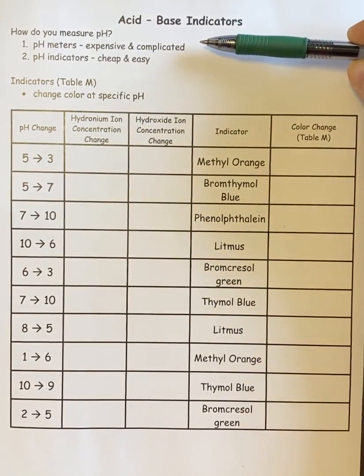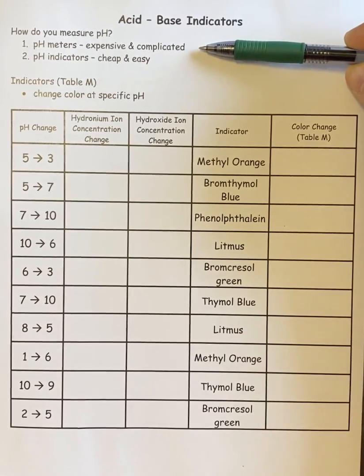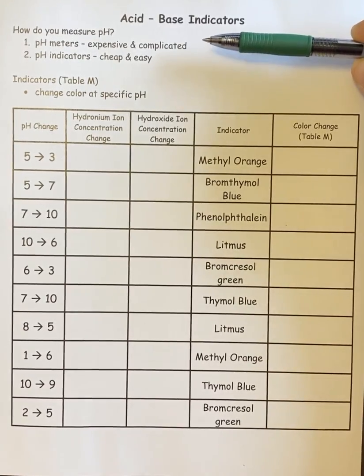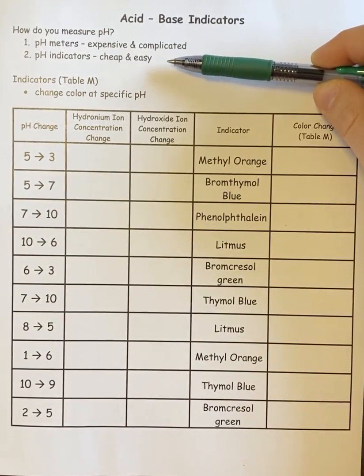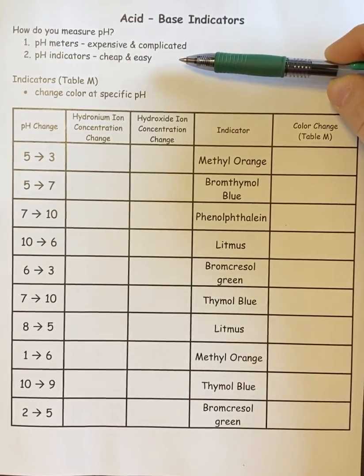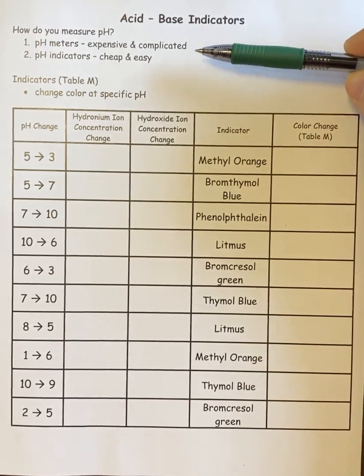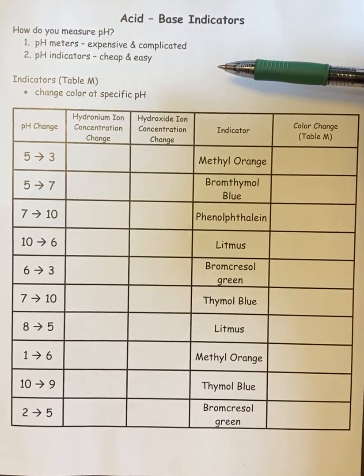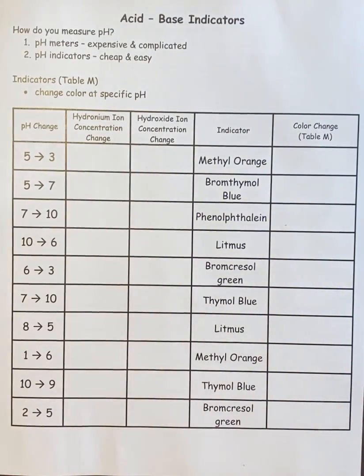Well, there's two ways. You can use pH meters, which are digital. They have to be calibrated. They're expensive. We don't have them, so we're not going to use them. And then the simpler and I would say probably easier method would be pH indicators. What indicators do is they change color at specific pHs. And so then based on the color that they turn when you expose them to an acid or base, you know you have a general pH range. It doesn't give you an exact number, but it will give you a general range. They are found on table M, and let me explain how to read it.